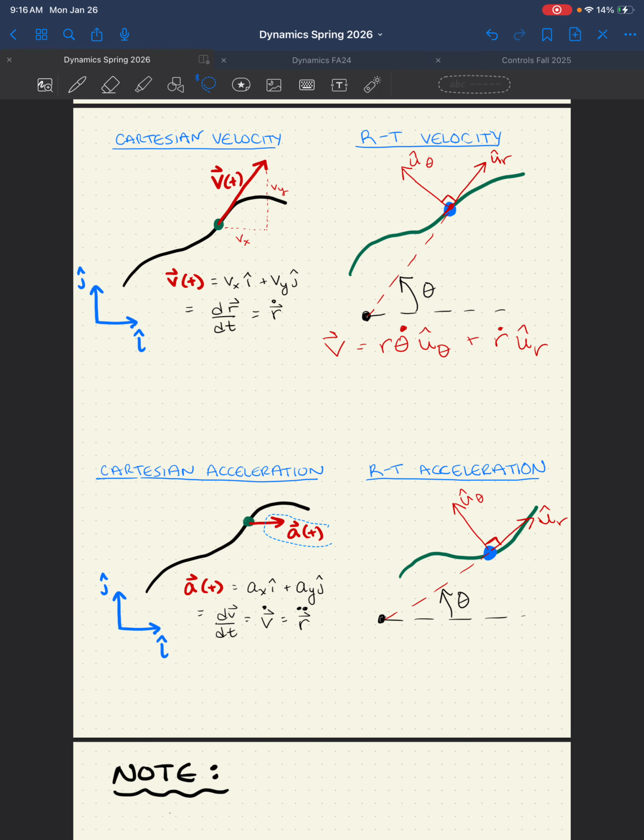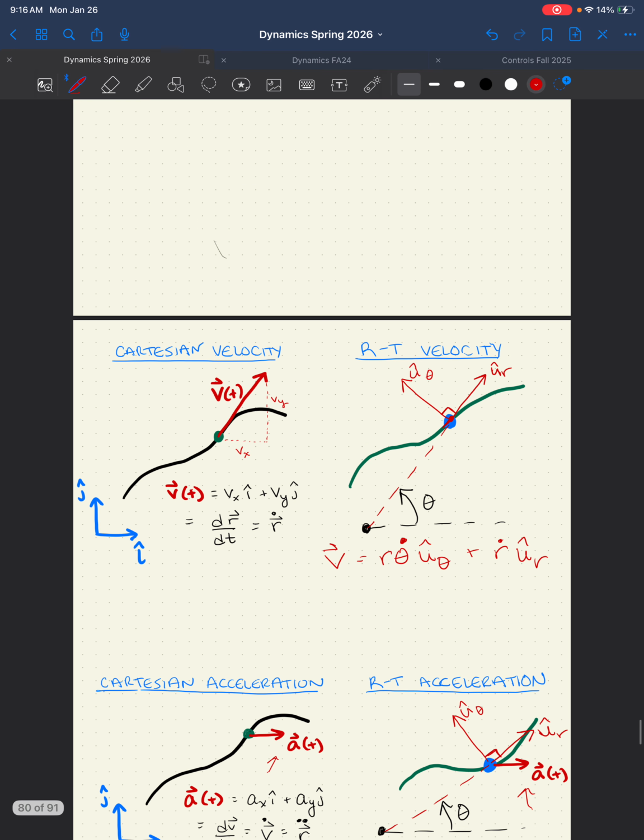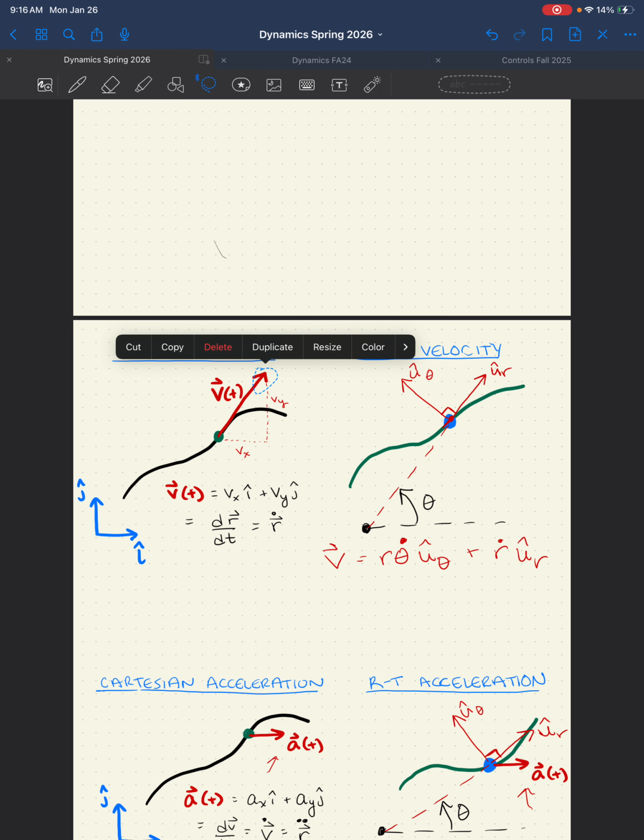Okay, the actual position, velocity, and acceleration vectors, we talked about this in class too. The actual position, velocity, and acceleration vectors do not change based on the coordinate system that you choose. So this vector on the left for Cartesian acceleration, exact same acceleration here. Velocity here, oh, I should have copied this one too. This velocity vector, copy, paste, exact same velocity vector.